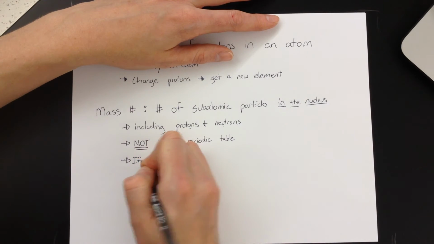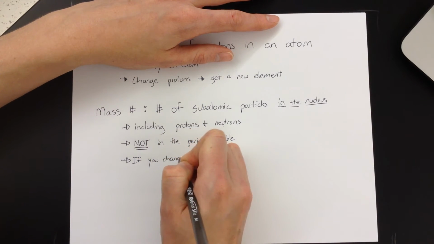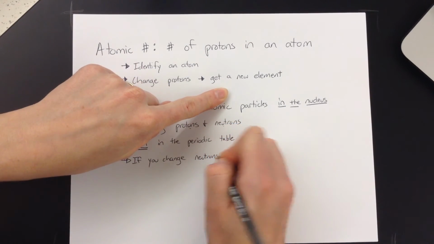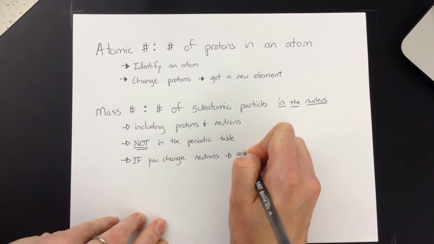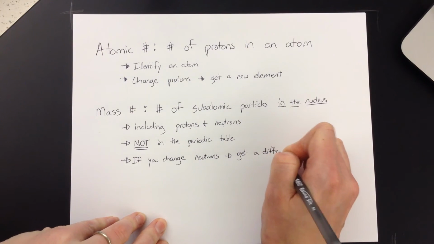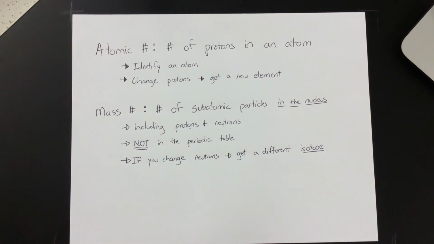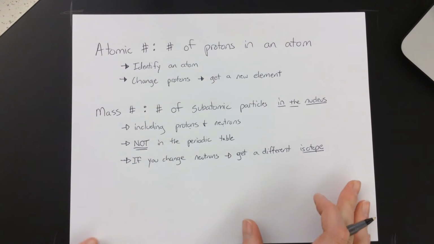So I'm going to write neutrons here. If you change the protons, you're going to get a new element, but if you change the neutrons, you get a different isotope. And an isotope is just a fancy word that means an atom that has the same number of protons but a different number of neutrons. That's why we can't have it in the periodic table, because each element has a couple of different isotopes that it might need to list. And if we listed the mass numbers, then we'd have a lot more information to put in the periodic table.